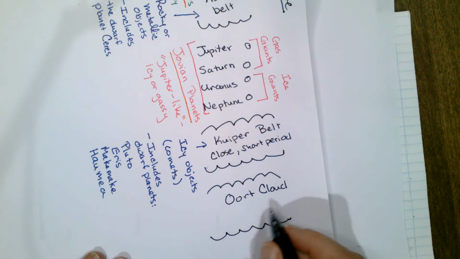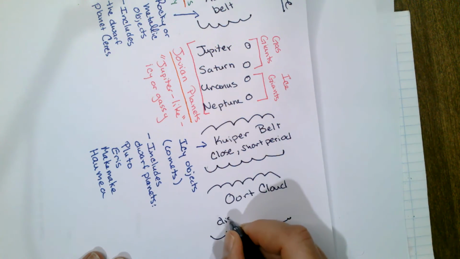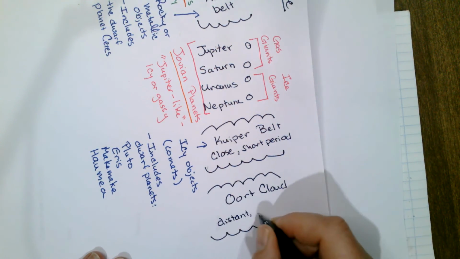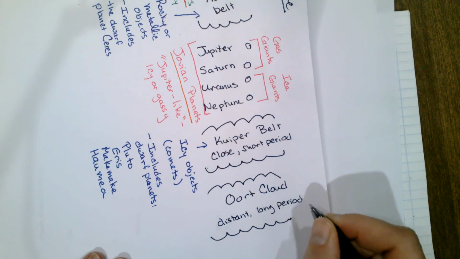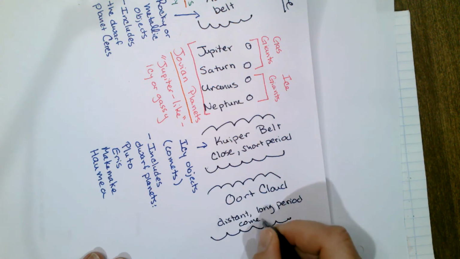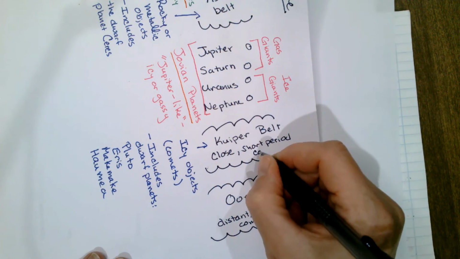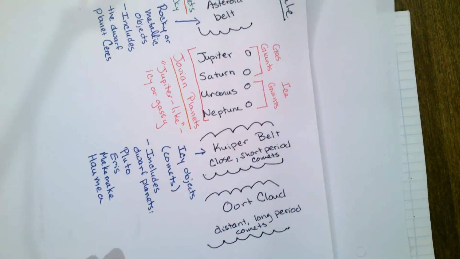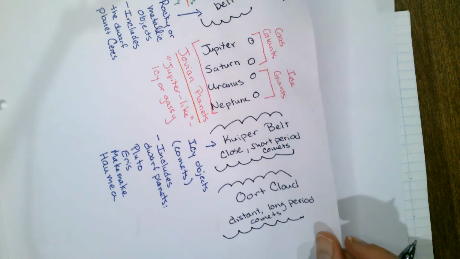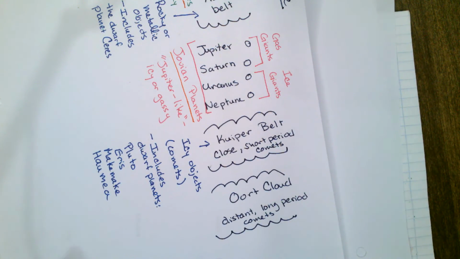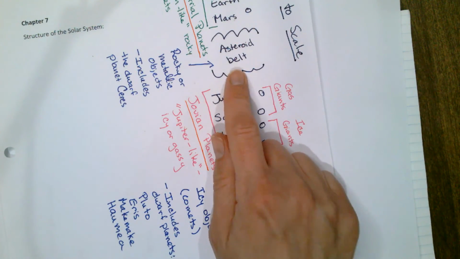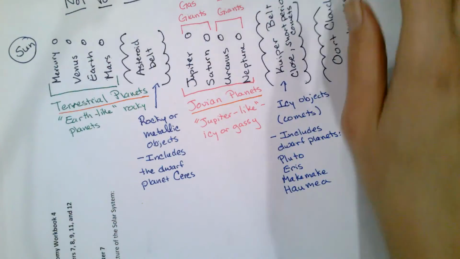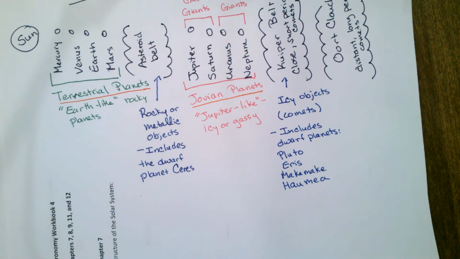Whereas the Oort cloud includes distant, long period comets. And there may very well be other dwarf planets lurking out there in the Oort cloud, or even in the Kuiper belt, or even in the asteroid belt. We're still learning. We're still looking at these distant objects and getting to understand them.